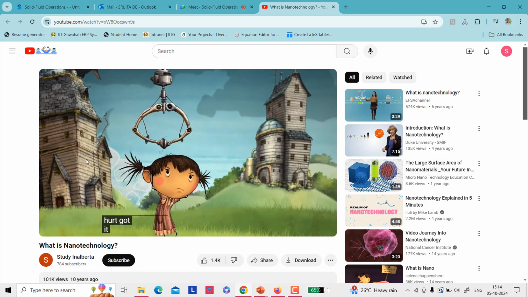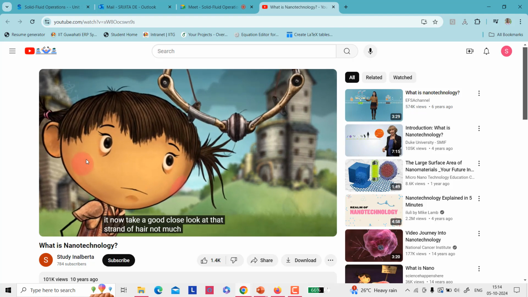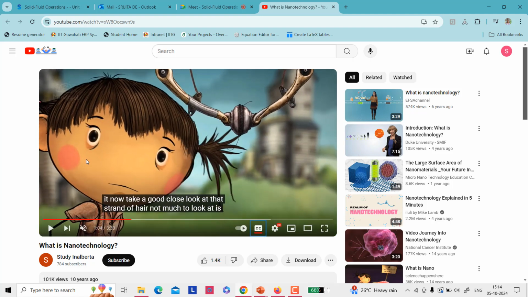So now they are talking about the hair. Now take a good close look at the strand of hair. If you see under a microscope, what will we see?